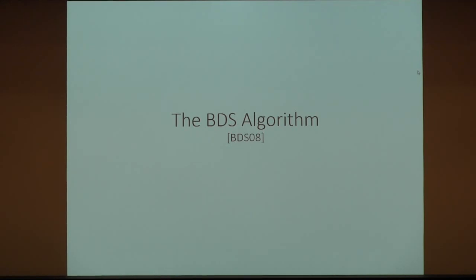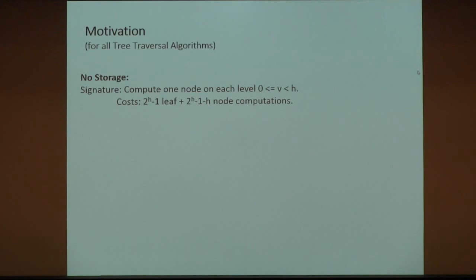And then you have to compress this one-time public key. And that's normally by far more than the hash function calls you do in the tree itself. Okay. So as I said, if you don't have any storage, then you're left with these 2 to the h minus 1 leaf and 2 to the h minus 1 minus h node computations per signature.